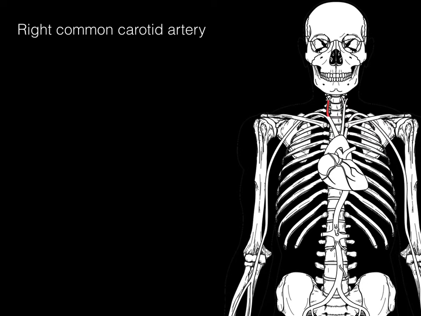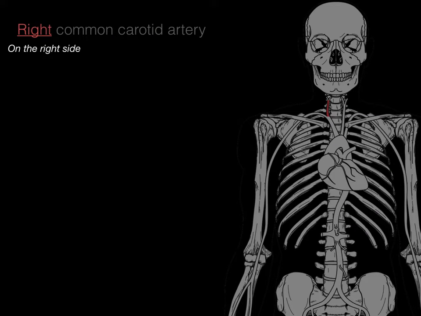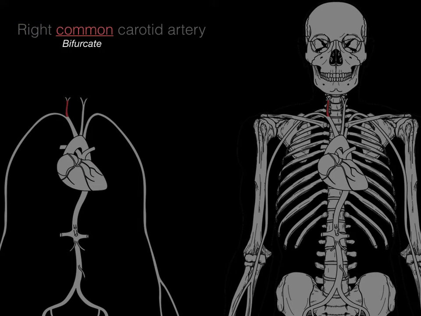Now, the next, a branch off that is the right common carotid artery. It's called right because it's on the right side. Whenever you see a right or left with regards to an artery or a vein, know there's a left one. I mean, it always means that there's also one on the left. Okay? So whenever you see this word common with regards to vessels, it means it's going to bifurcate or fork.